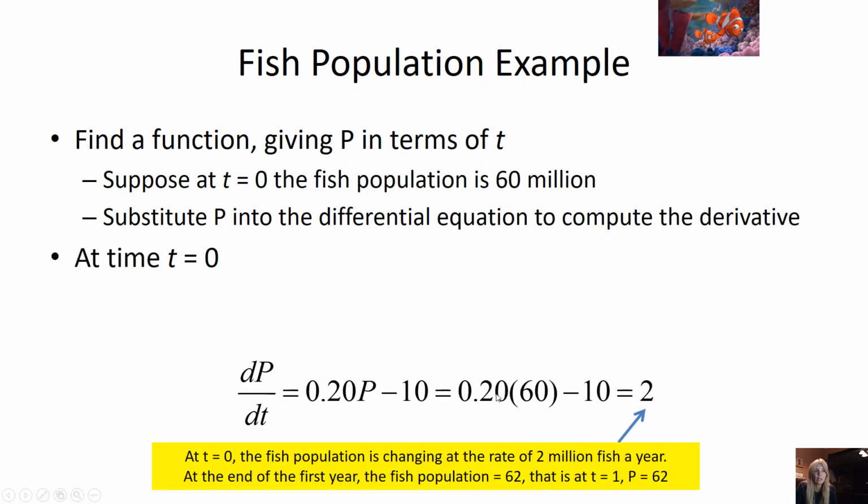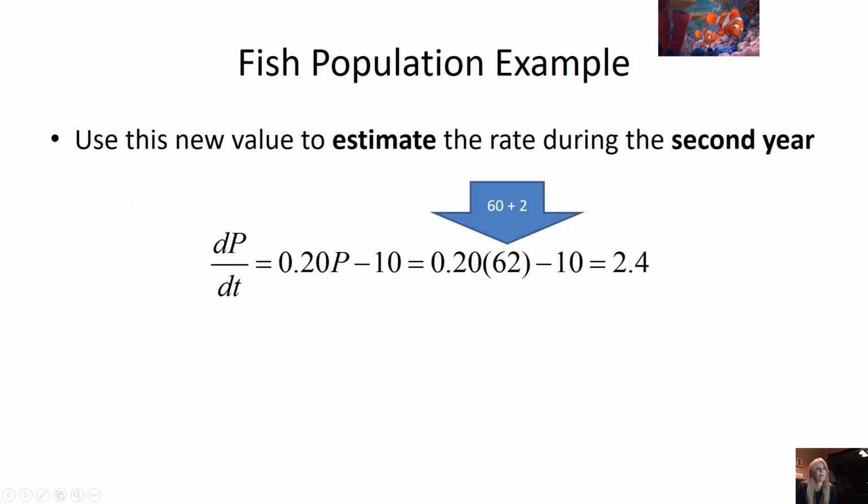Well, this is a rate. So at the very beginning, at time t equals 0, the fish population is changing at a rate of 2 million fish per year. So I could use this then to figure out the next year. If it's changing at 2 million fish per year, I take where I started, the 60, and add the rate that it's changing, and then I'd get the next year. So at t equals 1, my population would be 62 million.